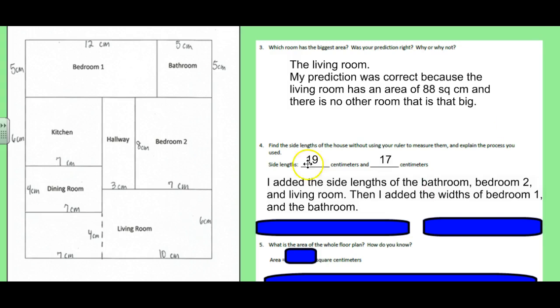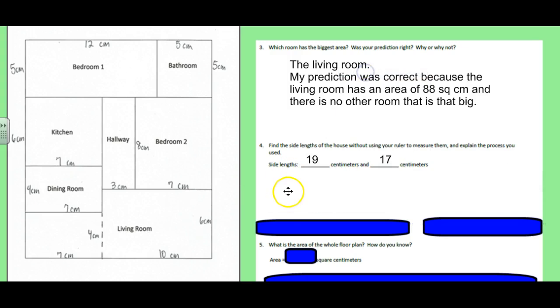If you did not do it that way, and right here you just put down, for example, if you added this side right here, you could have put down that you added 5 plus 8 plus 6, and that gave you 19. And then if you were finding the length, you could have told me that you added 12 plus 5, and that gave you 17.